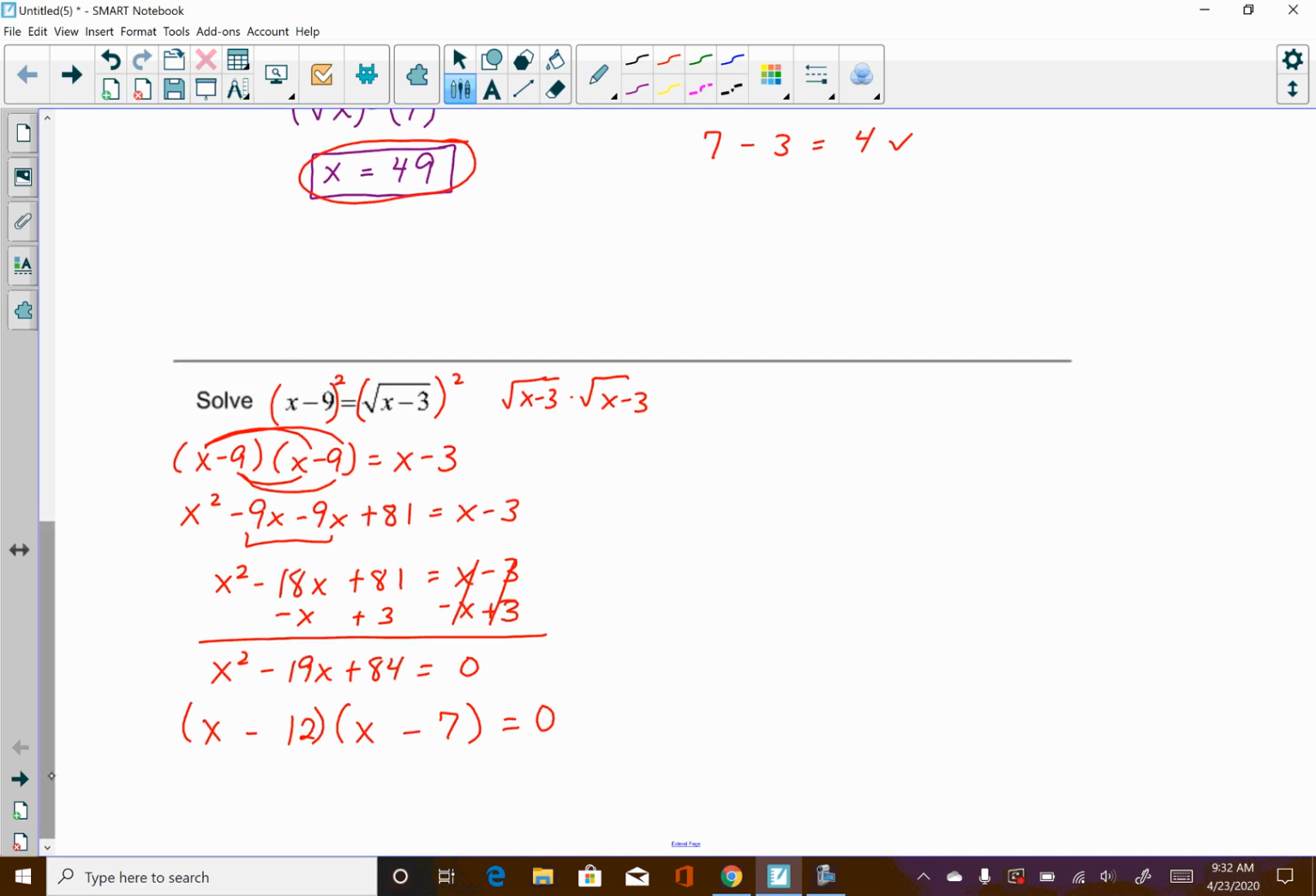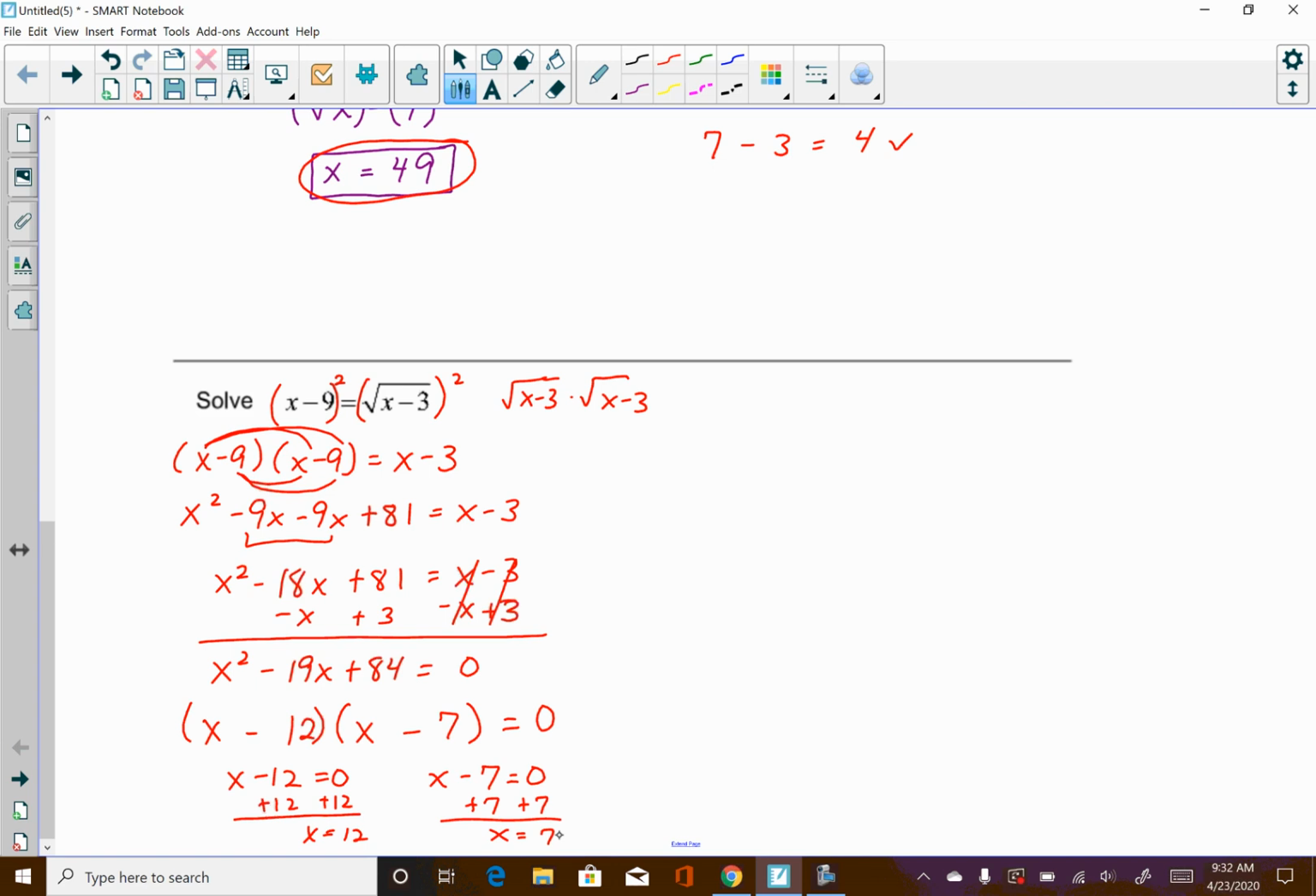And then if I set both of these factors now equal to 0, x minus 12 equal to 0, and x minus 7 equal to 0, then over here I'd add 12, of course, and so I would get x equals positive 12. Over here I'd add 7, and I would get x equals positive 7.